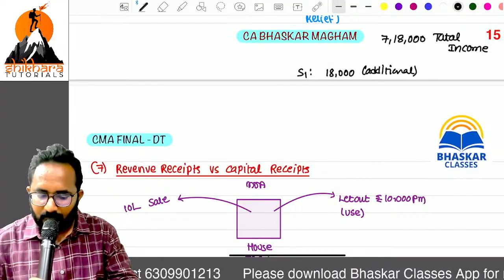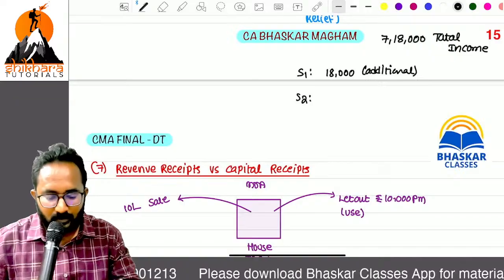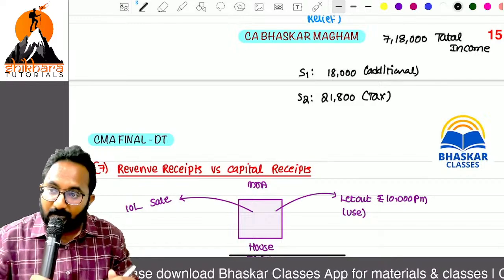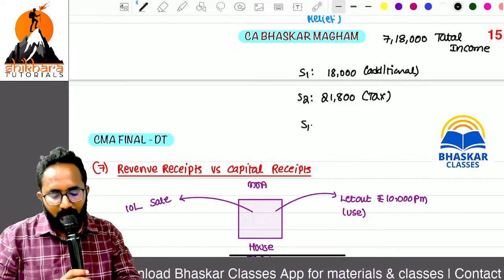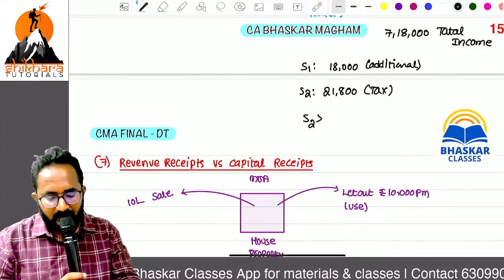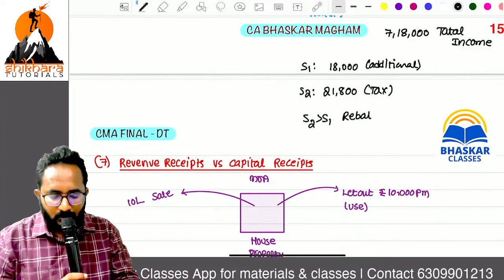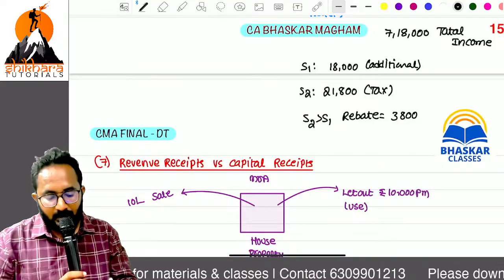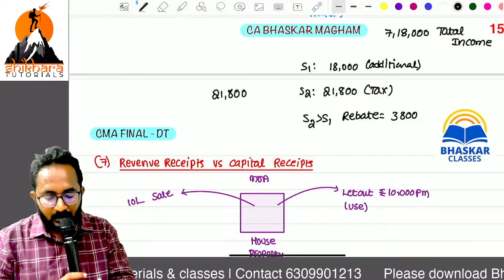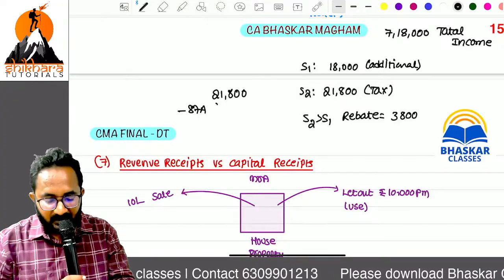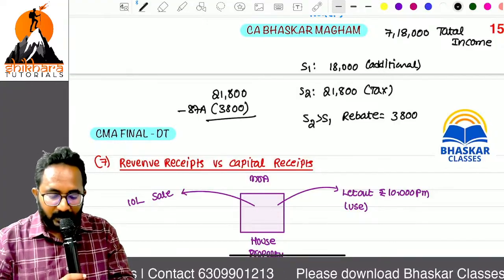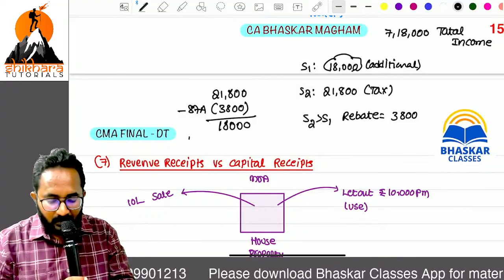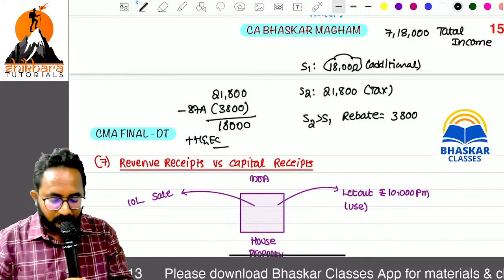Next, the tax is 21,800. Sir, they are asking for tax more than my capability. So step 2 is more than step 1. Can you tell me the rebate amount? 3,800. So finally, they are asking 21,800. We are giving the rebate under section 87A of 3,800. Simply, I will pay this 18,000 directly to them. But I will add the health and education cess. Clear?